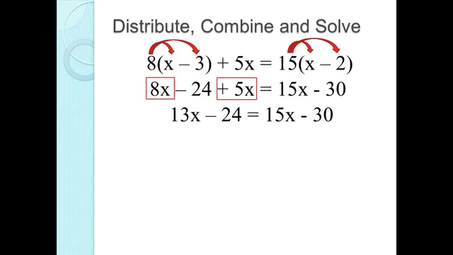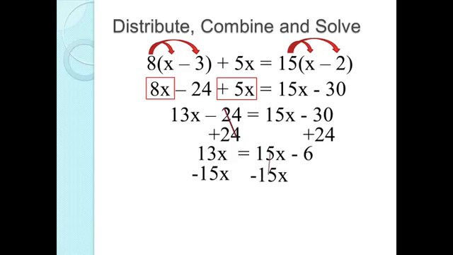So we can start solving the equation by moving negative 24 to the right-hand side. To do that, we will add positive 24 to each side. We now have 13x equals 15x minus 6. Next, we can move 15x by adding a negative 15x to both sides. This leaves us with negative 2x equals negative 6.